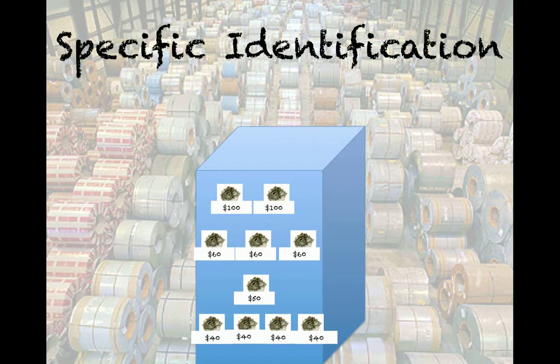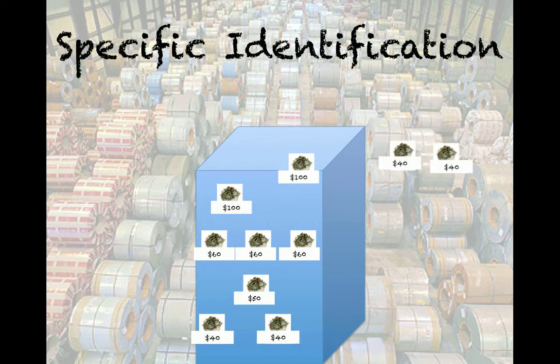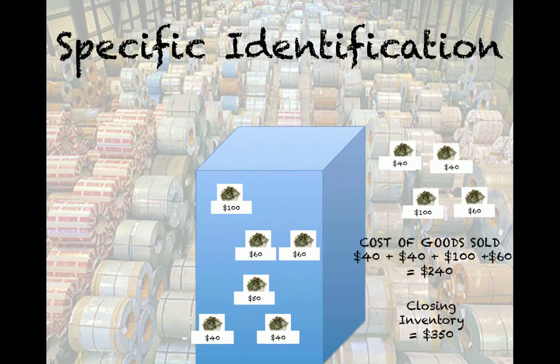The fourth method is specific identification. This assumes that every item has a specific barcode or label dependent on its purchase price, and that each item is sold at the price that it was purchased for. In the example, if 4 items were to be sold, it would give a cost of goods sold of $240 and closing inventory of $350.